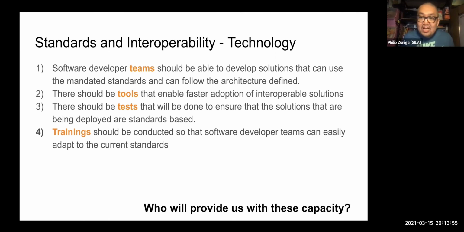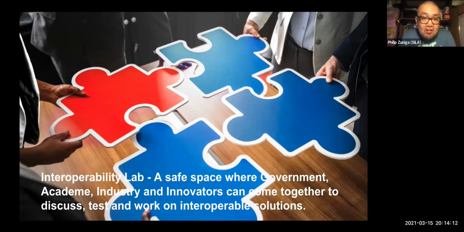So who will now provide us with this capacity? Who will help the teams develop the solution? Who will develop the tools that we can use to adopt interoperable solutions? Who should do the tests? And who should conduct the trainings? This is where the interoperability lab will come in. Okay? So an interoperability lab is a safe space where government, academe, industry, and innovators can come together to discuss, test, and work on interoperable solutions. So that is the purpose of an interoperability lab.